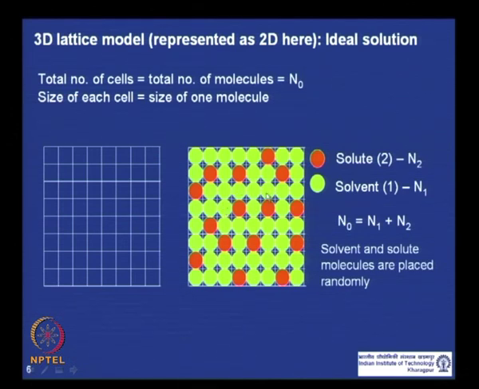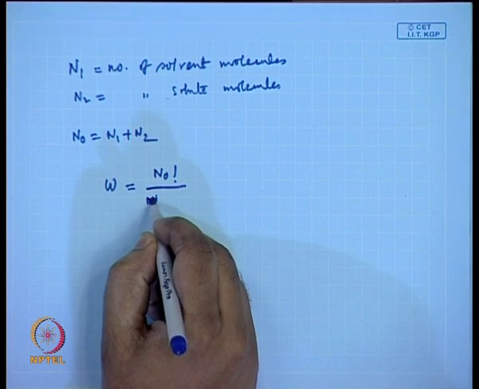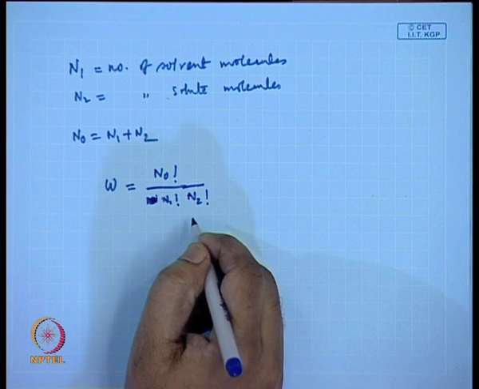If you interchange this molecule with this molecule, you are getting the same arrangement. Basically, replacing one solvent molecule with another, or one solute molecule with another solute molecule, will not give you any distinguishable arrangement. So, these arrangements are overestimated. The actual number of distinguishable arrangements would be, you divide by N1 factorial and N2 factorial.